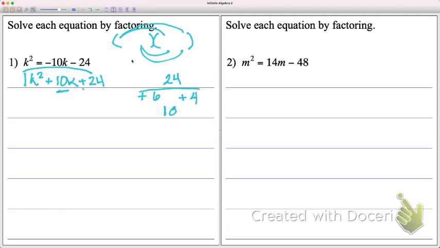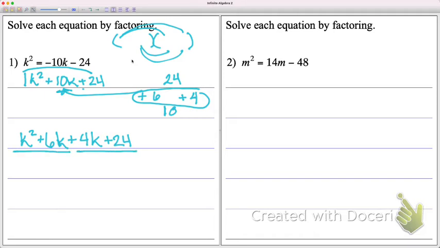Okay, so these two replace that 10. So I have k squared plus 6k plus 4k plus 24. Then I factor by grouping, yes? I don't have to group the first and the second, but we usually do. What does k squared plus 6k have in common? k. I have k, and what do I have left when I factor it out? k plus 6.